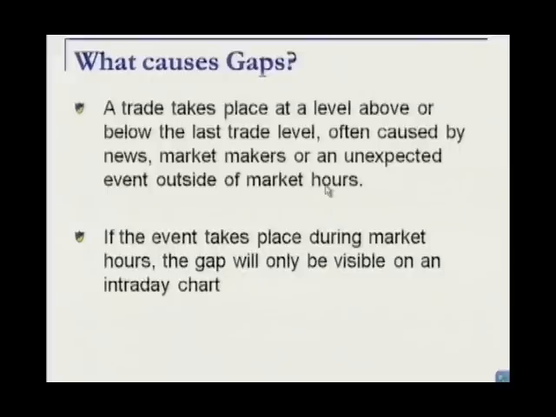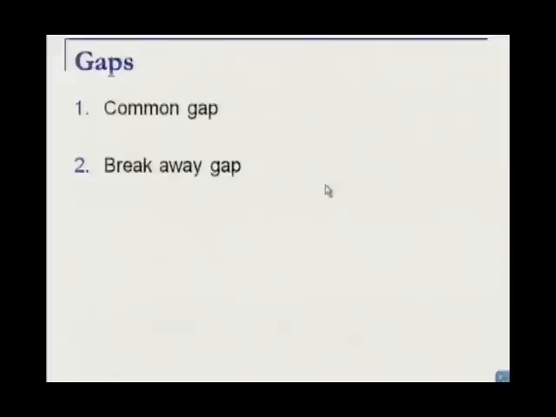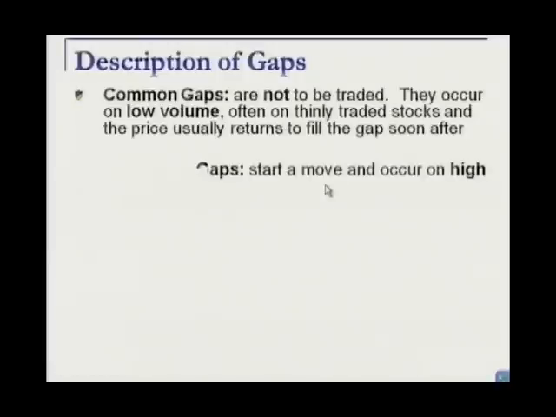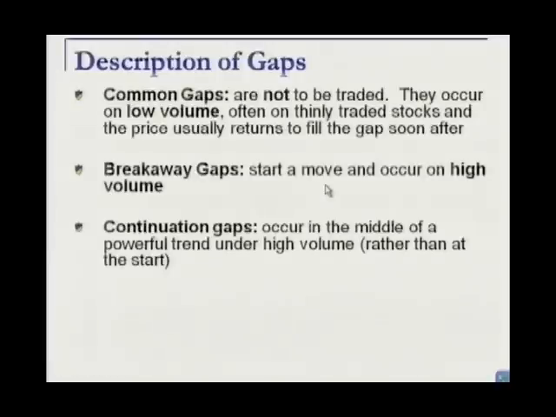There are four major types of gaps. Let's go through them. We've got a simple common gap, a breakaway gap, which generally starts moves, a continuation gap, which is a gap within a move, and then we've got an exhaustion gap, which basically ends a move that's in play.